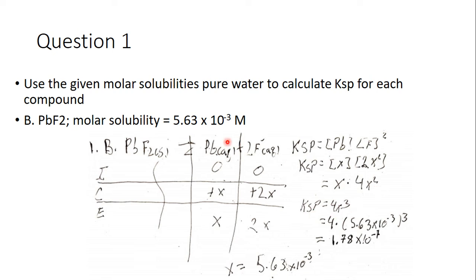Now, we know what the molar solubility is. We know what X is. It's 5.63 times 10 to the minus 3. So 4 times 5.63 times 10 to the minus 3, cubed, is 1.7 times 10 to the minus 7. So that's our answer for that problem.